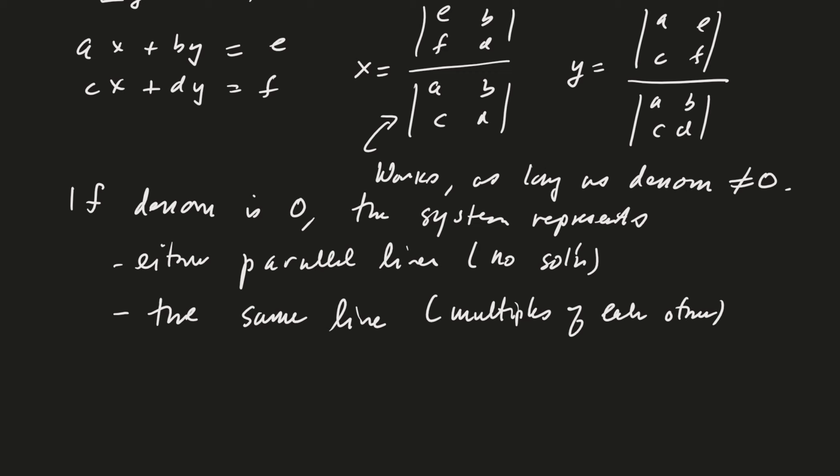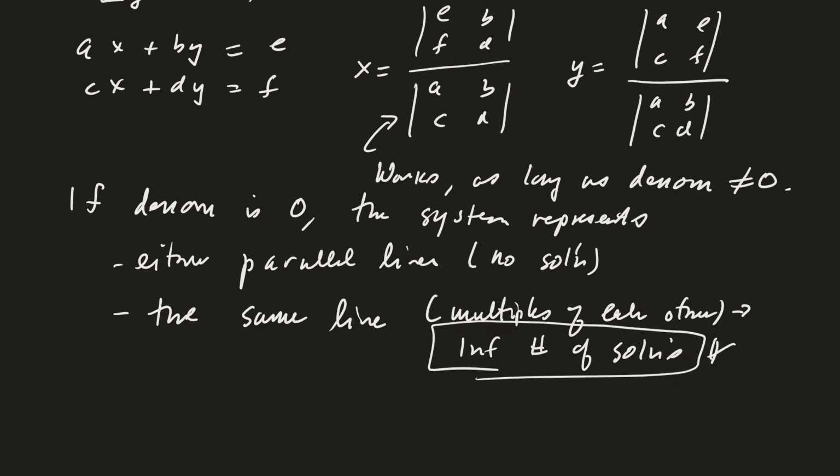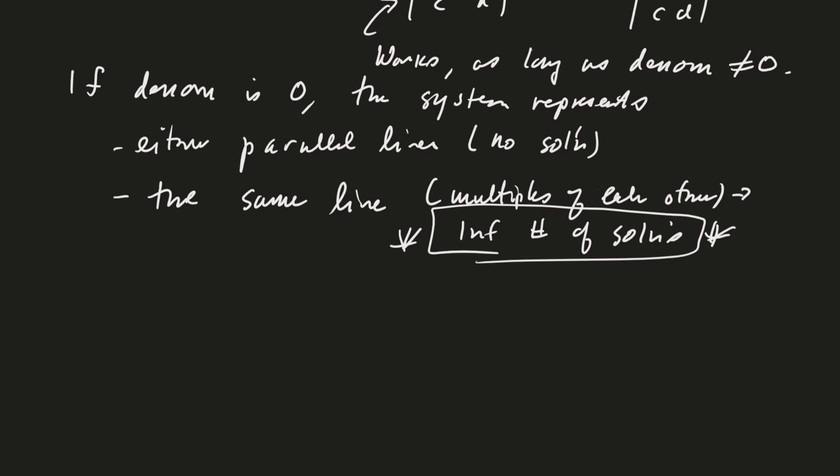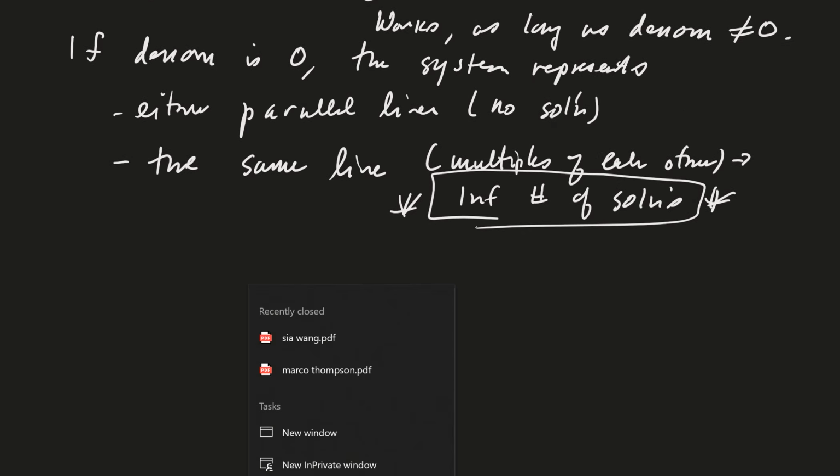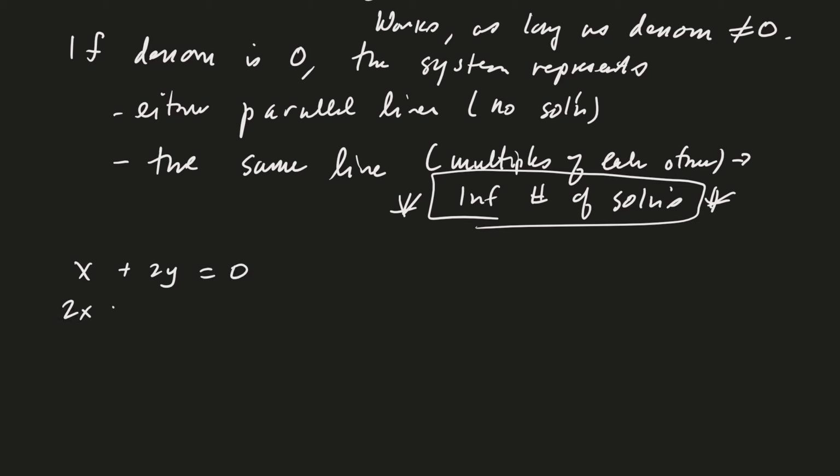How many solutions would there be in that case? There's an infinite number of solutions. And this is the case that I wanted to talk about. How do we express the infinite number of solutions? An easy way to look at this is the homogeneous set of equations. So suppose I've got something like, let's say x plus 2y equals 0 and 2x plus 4y equals 0.